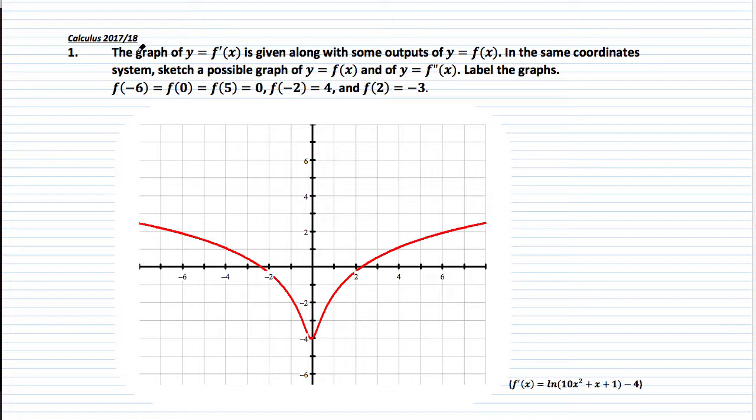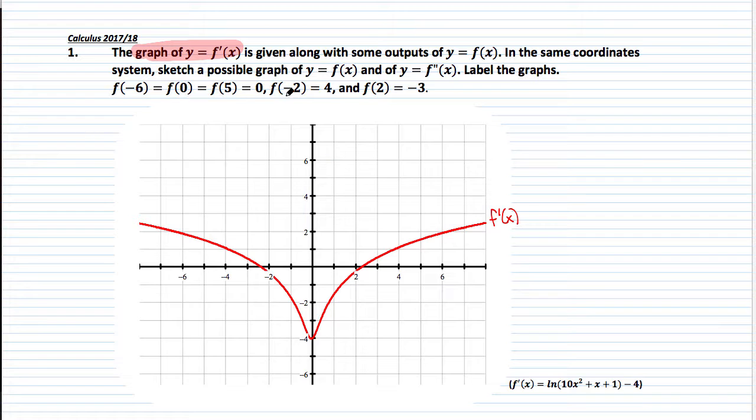This is a graph of f prime of x. Please don't forget, as we just said twice, this is a graph of f prime of x, so I'm going to label it. In the same system, let's sketch a possible graph of the function and of the second derivative of this function. We want to make sure we label those.